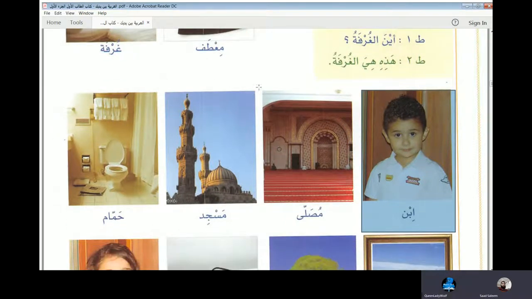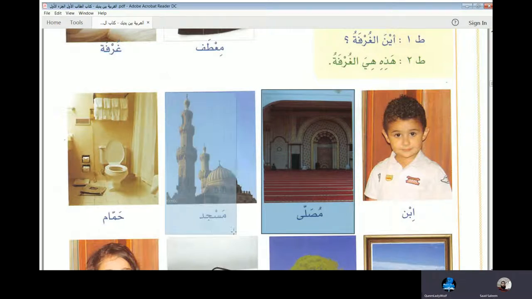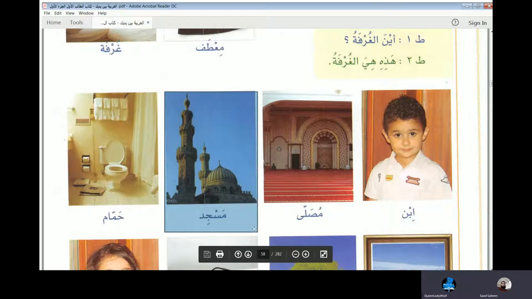Now second picture. He will ask where is the musalla, and the second will tell him: here it is the musalla. Aina al-musalla? Haza huwa al-musalla. Aina al-masjid? Haza al-masjid.